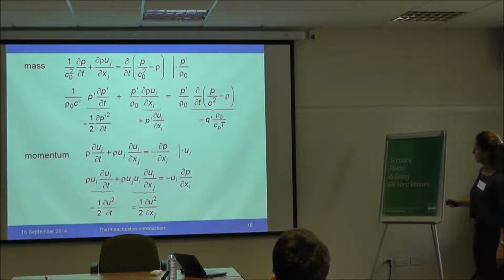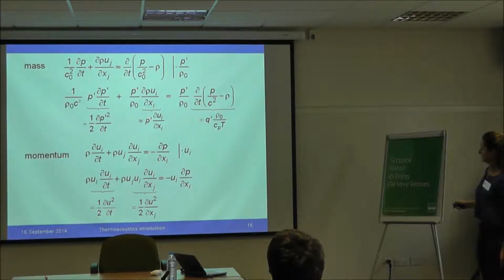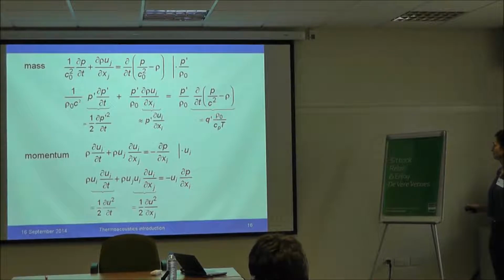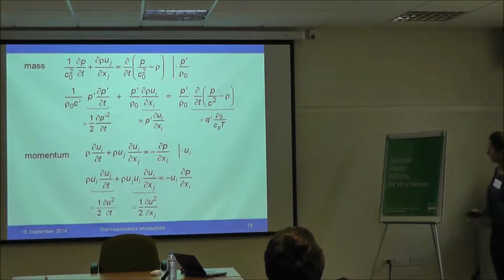And also we have linearized here, so only P dash is still in there, but the rho dash, that's part of this rho, has been neglected, and the rho naught in there has been cancelled with that rho naught. And here we have our source term as before, and we can express that in terms of the heat added, in terms of the Q dash. Right, so this is what we've done to the mass equation.